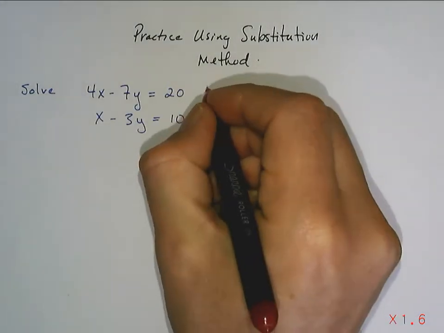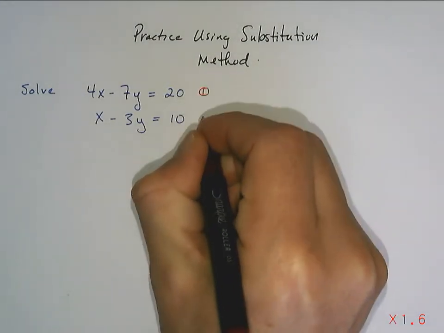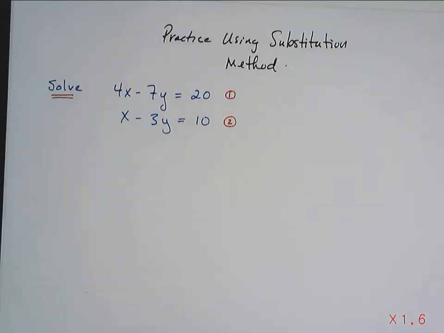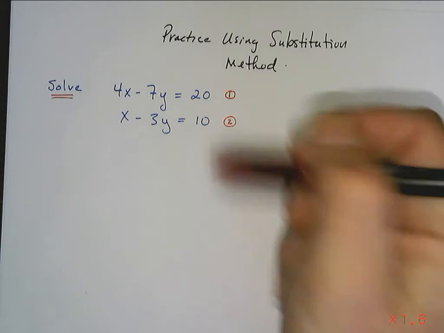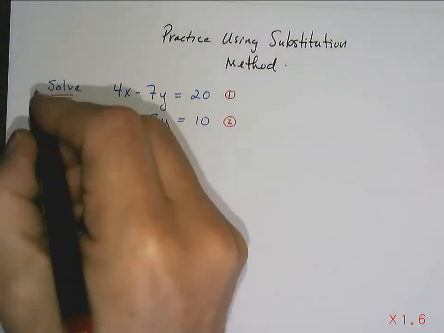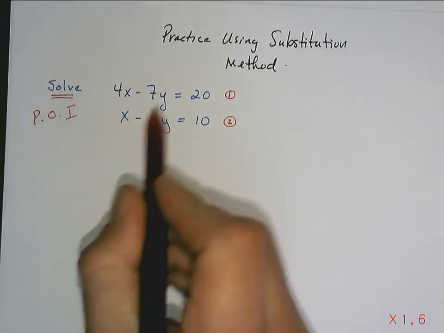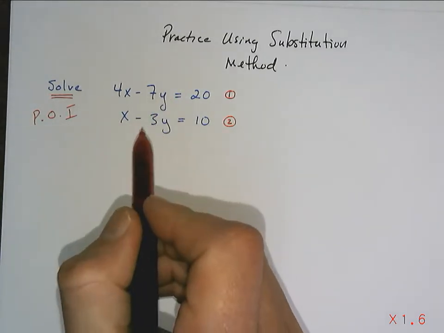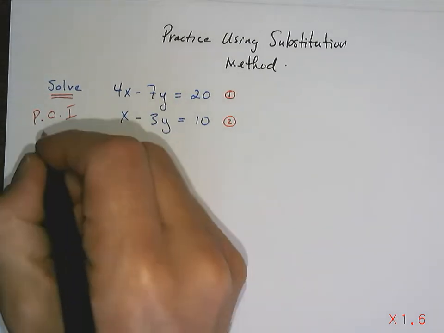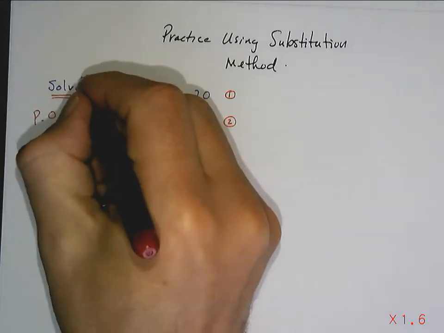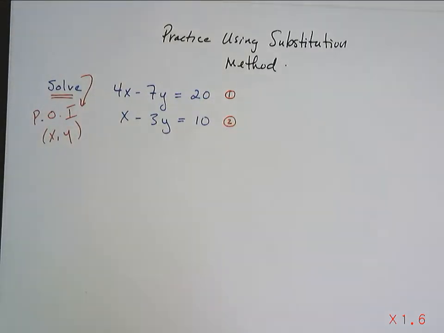First thing I'm going to do is call this equation 1 and call this equation 2. And I'm going to talk to myself about what does it mean to solve a system of equations, more than one equation. It means to get the point of intersection. It means to find the point that lies on this line and lies on this line. So it means that I'm looking for an answer that looks like that. I'm looking for an x comma y. That's what it means to solve a system of equations.